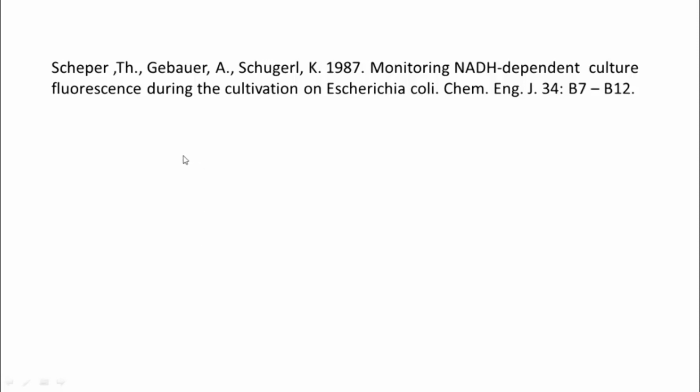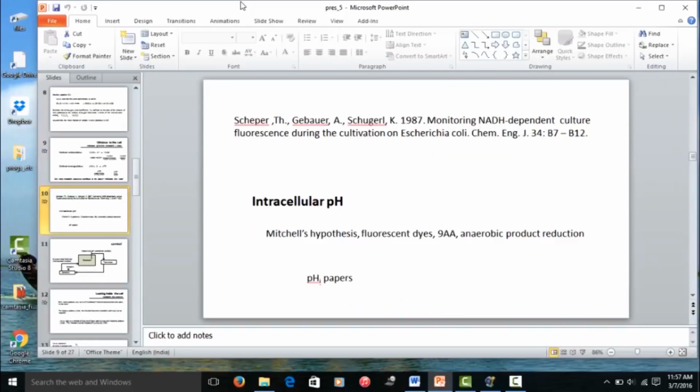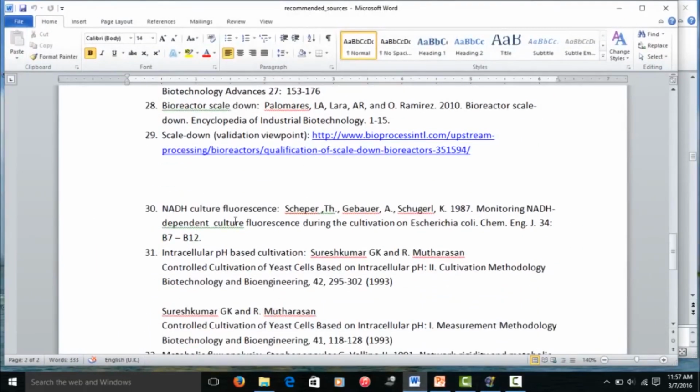You may want to look at this paper, which has also been given in your notes as one of the papers that you would want to look at. Let me direct that to you. This is number 30, NADH culture fluorescence. The authors are Schügerl and colleagues. The title of the paper itself is Monitoring NADH Dependent Culture Fluorescence During Cultivation of E. coli. It was published in Chemical Engineering Journal in 1987. This is something that gives you some relationship to the culture energy status.